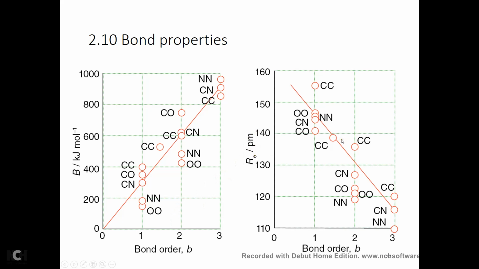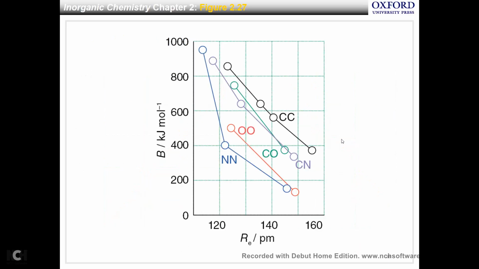More qualitatively, a triple bond is stronger than a double bond. A double bond is stronger than a single bond. Therefore, the bond energy of a triple bond is greater than the bond energy of a double bond. The bond energy of a double bond is greater than that of a single bond. The triple bond distance is shorter than the double bond distance. The double bond distance is shorter than a single bond.